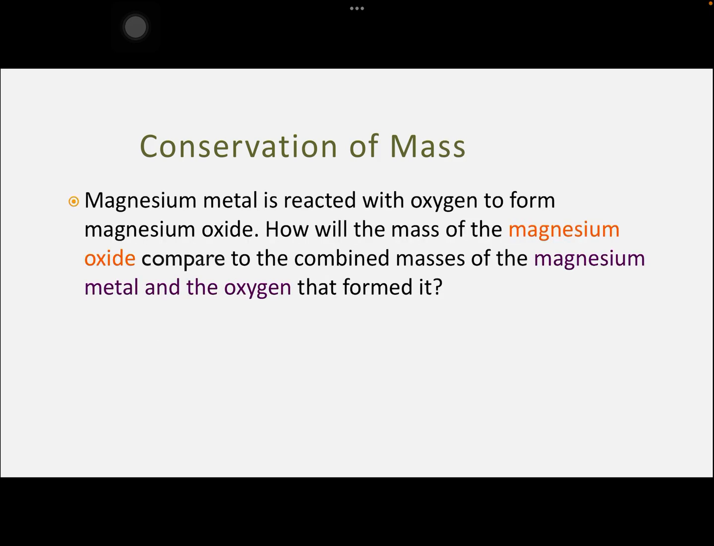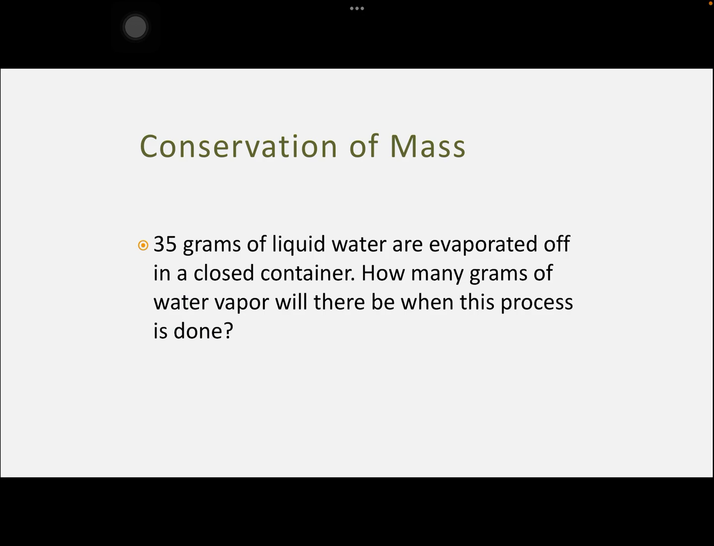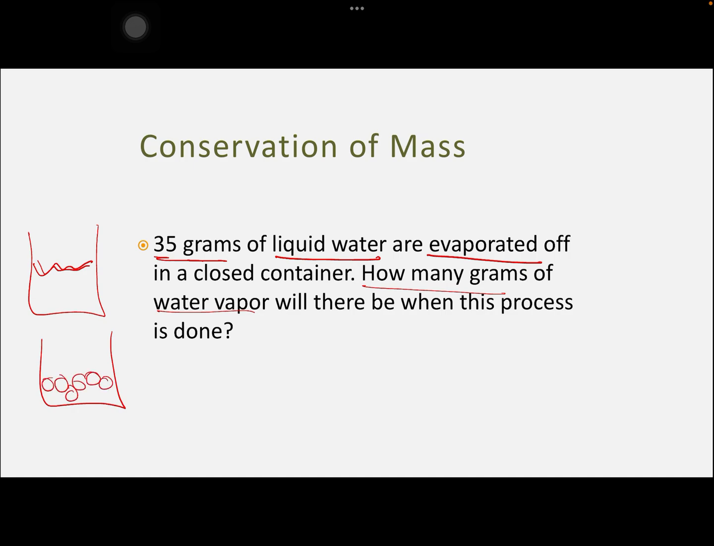So this would be an example of a conservation of mass type of problem. 35 grams of liquid water are evaporated in a closed container. How many grams of water vapor will there be when the process is done? Well, if I'm going from liquid water, so if I was looking at this as a particle diagram, liquids are kind of jumbly, they're touching each other, but they have no real orderly arrangement. So if I have 35 grams in my container as a liquid and I vaporize it, I'm still gonna have 1, 2, 3, 4.